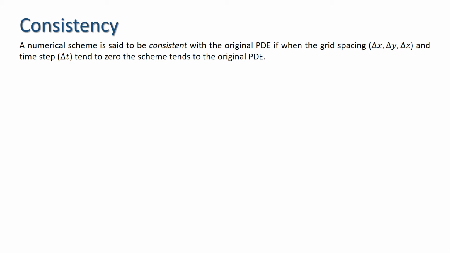Consistency of a numerical scheme is a measure of the extent to which the exact solution satisfies the discretized problem. Thus, for example, if we have two independent variables x and t, and a numerical scheme with grid spacing delta x and time step delta t, then the scheme is consistent with the original PDE if, when delta x and delta t tend to 0, the scheme tends to the original PDE.